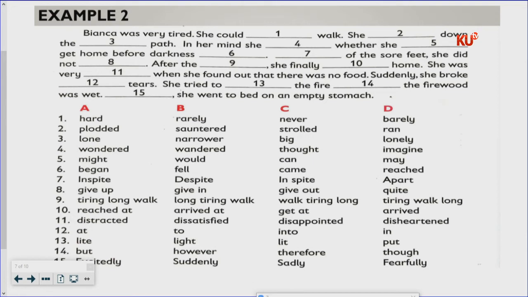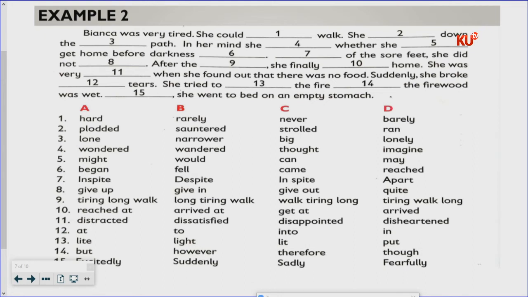Bianca was very tired. She could dash walk. She could hard walk. She could rarely walk. She could never walk. She could barely walk. It is barely walk. Rarely there is a distractor. It does not mean the same as rarely. So the choice there is barely walk. She was tired. She could barely walk. Then choice 2.